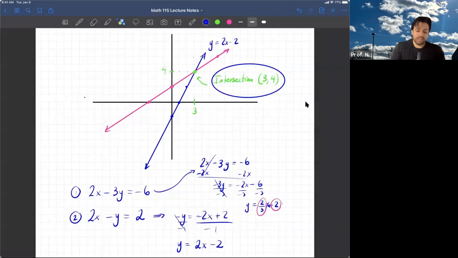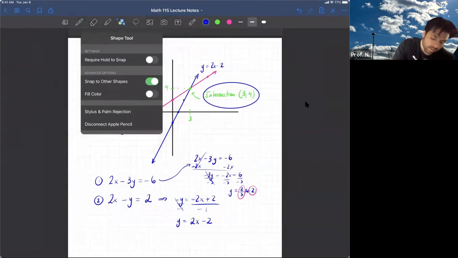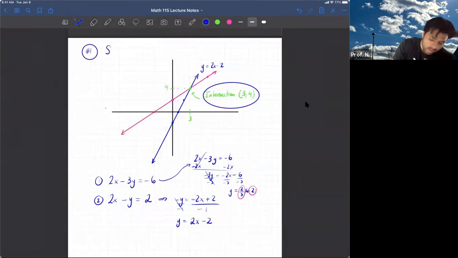Makes sense? So that's how we solve system of equations number 1, solving a system of equations by graphing.